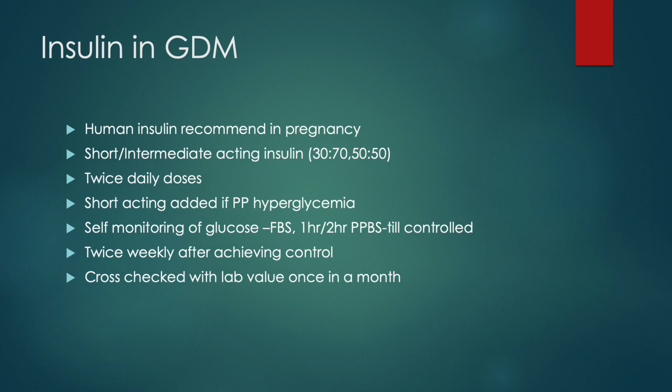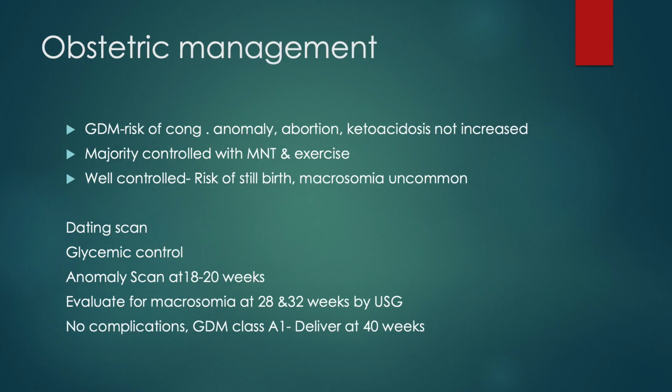And remember, the glucometer you have to standardize. So it is better to cross-check with the lab value once a month. So far we discussed getting glycemic control by different modalities, mainly medical nutrition therapy plus exercise, and if not controlled, by adding hypoglycemic agents.